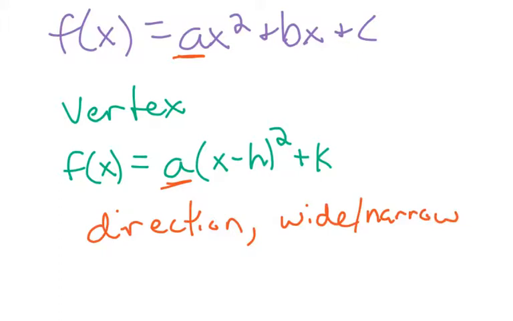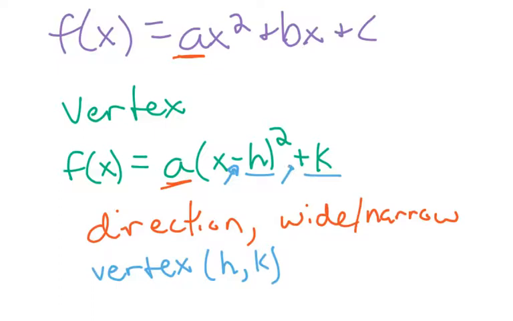Now in vertex form, h and k are actually going to be your vertex. The important thing to note about this is your formula has minus h. So when you're looking at your vertex, whatever sign is in front of that h, you need to take the opposite of it to come up with your vertex. K is just straight up. If the formula has the plus there, what you see is what you get.